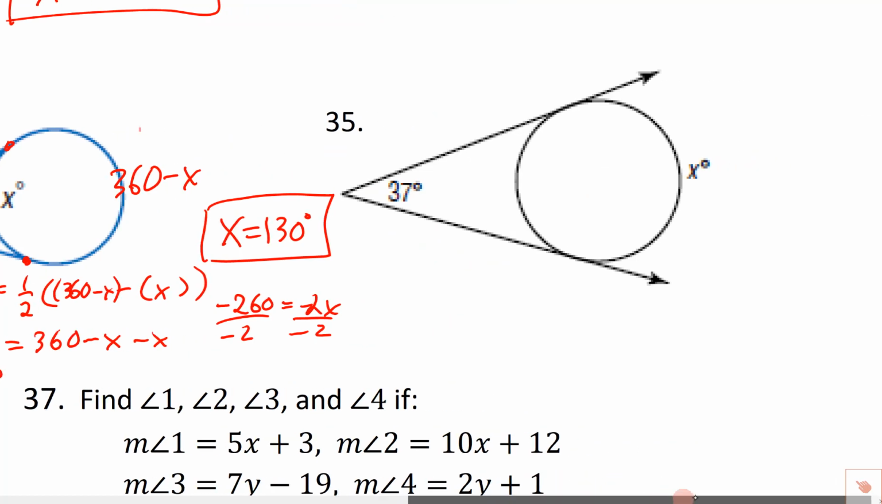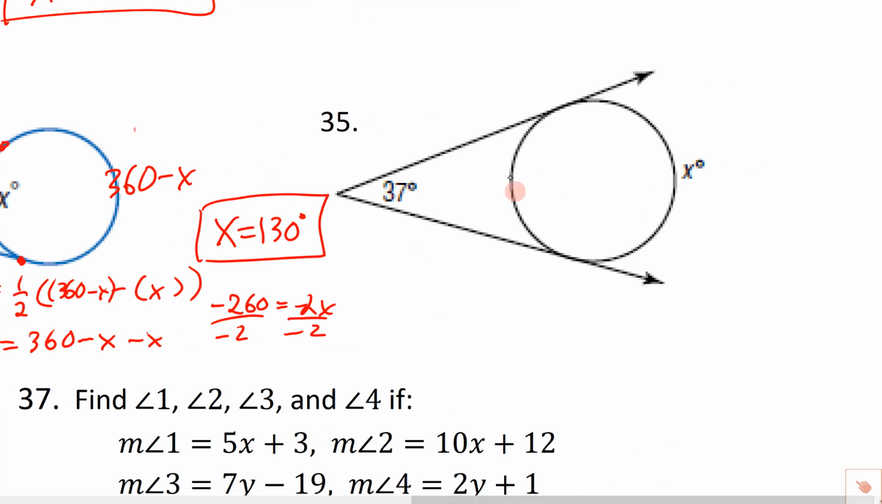Okay, and then we'll slide over, take a look at this guy right here. Same type of thing on this one. We're going to do the 360 minus x. Man, overabundance of problems like this, I suppose. Careful here, it's the big one minus the small one. So we're going to do 37 equals 1/2 of the big one x minus the small one. So this is going to be 360 minus x.